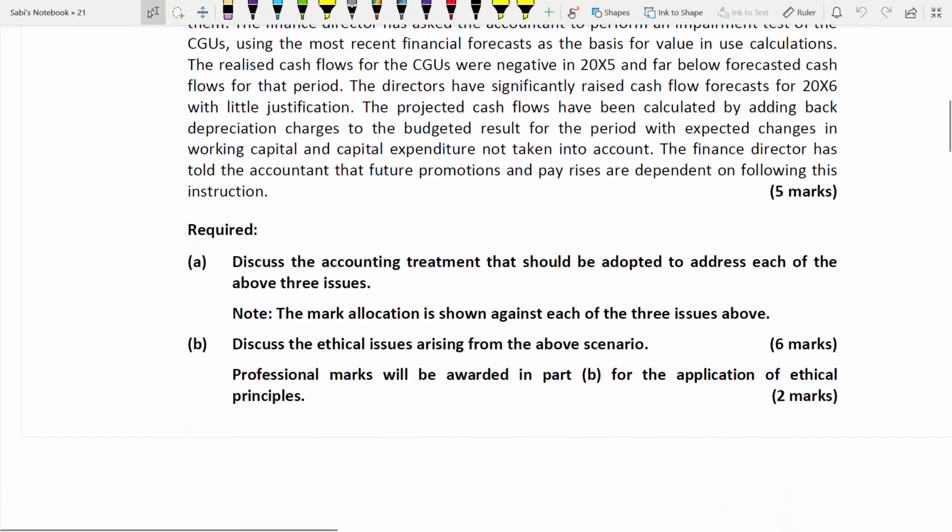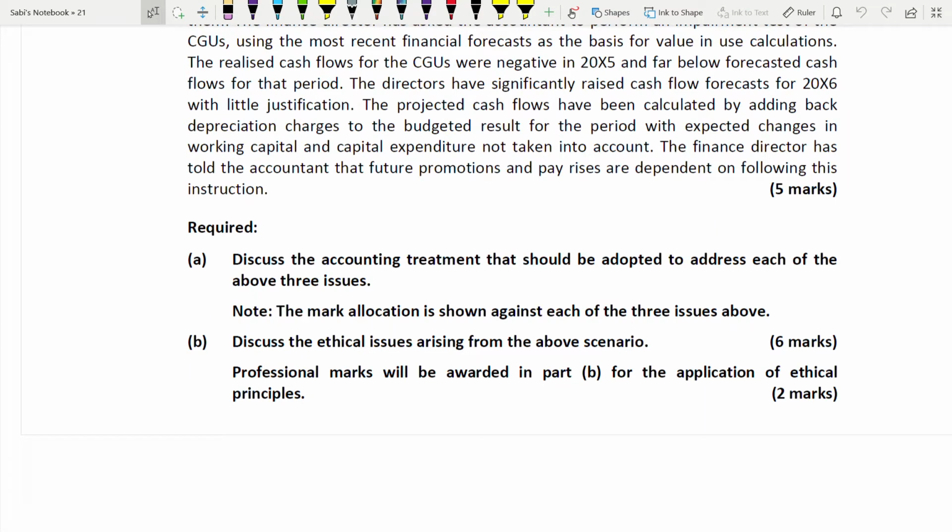Question number 2 in your Section A will be asked on a range of accounting issues. That means you have to use more than one standard. Multiple standards you have to use for different issues. And then the last question is an ethical question, and your 2 professional marks are asked in your ethical questions.